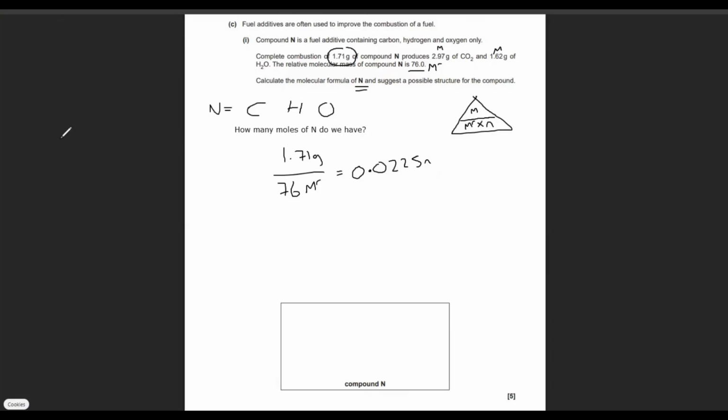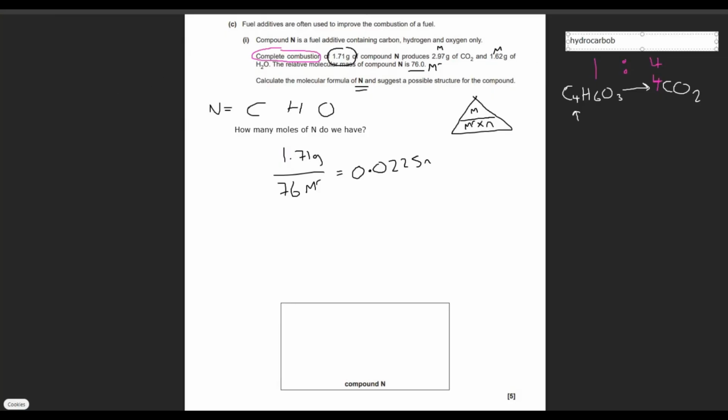So now I know I've got 0.0225 moles of my fuel. Imagine when you're going to combust it. If you have 1 mole of methane, how many moles of carbon dioxide would you make? Well, you'd make 1 mole of carbon dioxide, a 1-to-1 ratio between the carbon dioxide and the number of carbons. So the number of carbon dioxide molecules comes from the number of carbons in the fuel. So C4H6O3, let's just make that random formula up, would make 4 lots of carbon dioxide. So if I can work out the moles of carbon dioxide, divide it by the moles of my fuel, I'll find out how many carbons are in the fuel. So we know that we have got 0.0225 moles of the fuel.